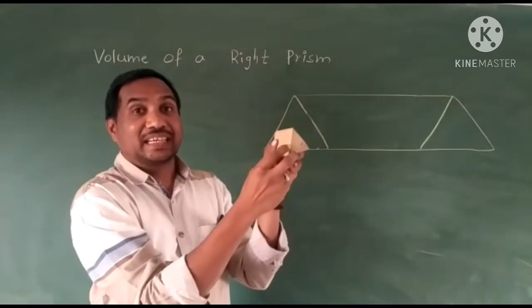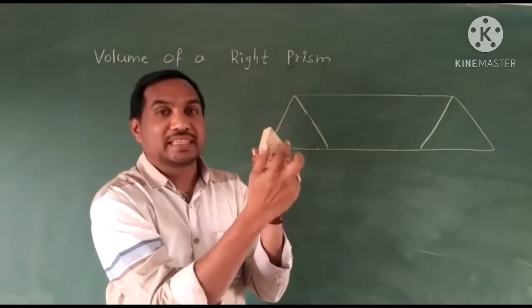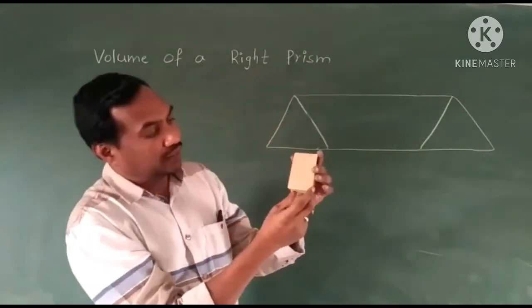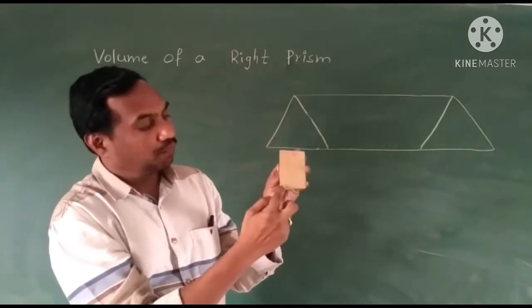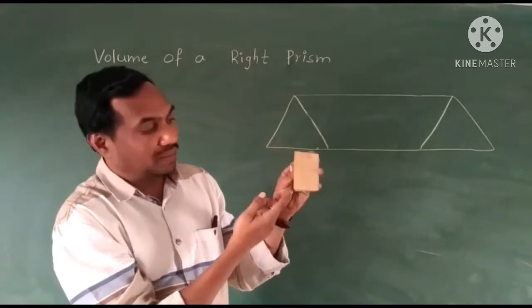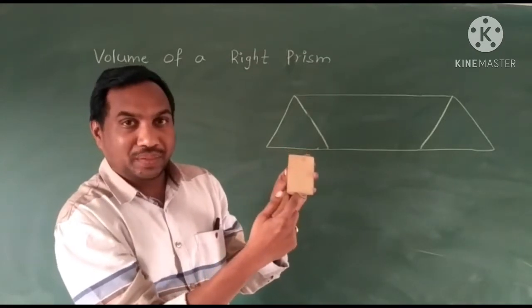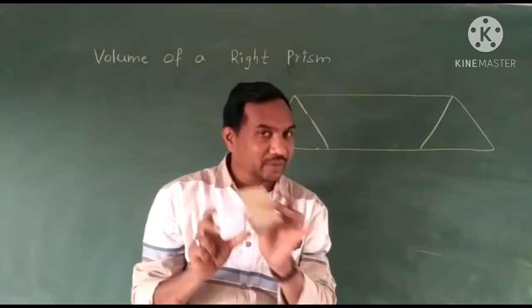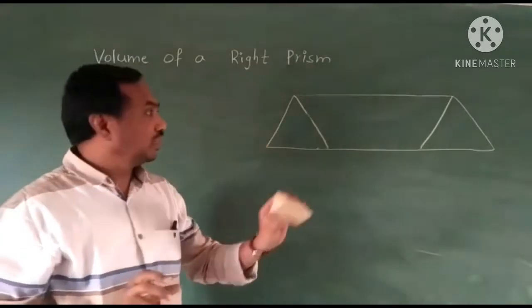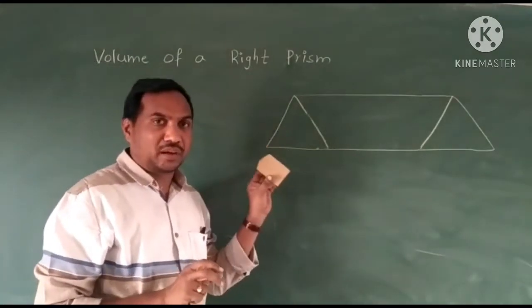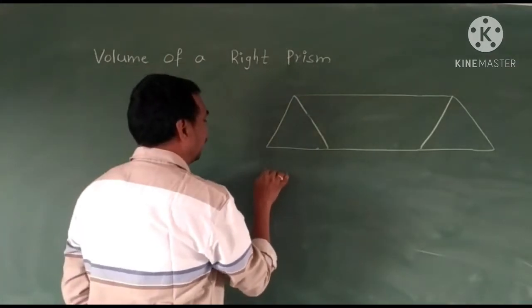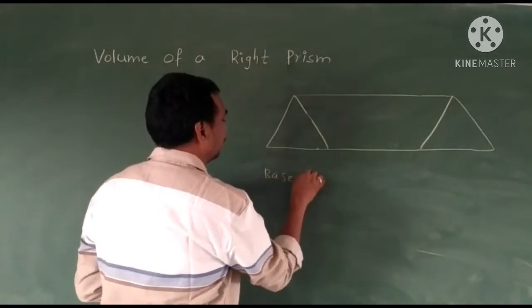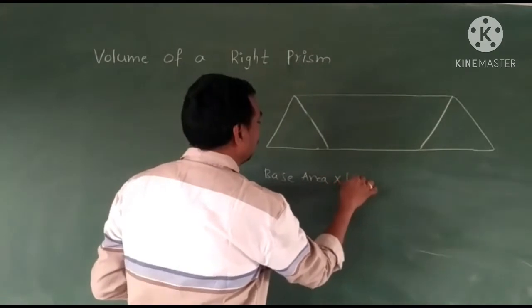Now this triangle is an equilateral triangle. Again, you see here, this surface is perpendicular to the base. Therefore, this is a right prism. Again, the volume of this prism is also equal to base area into height.